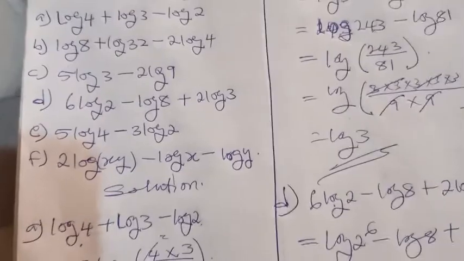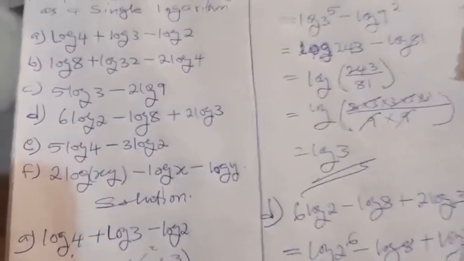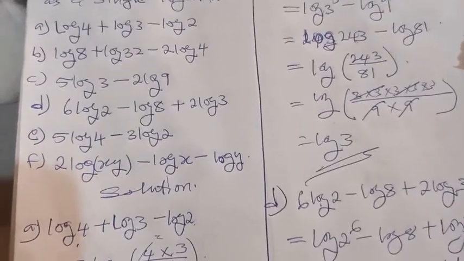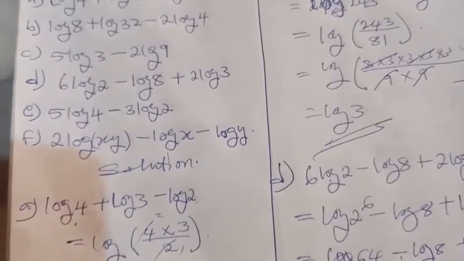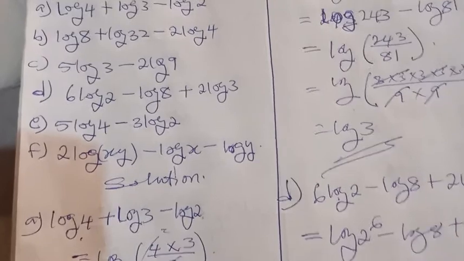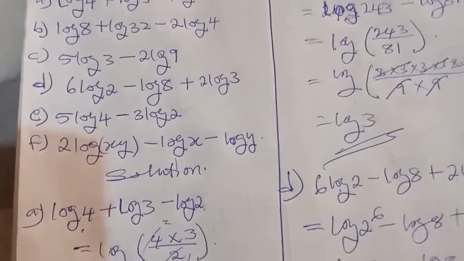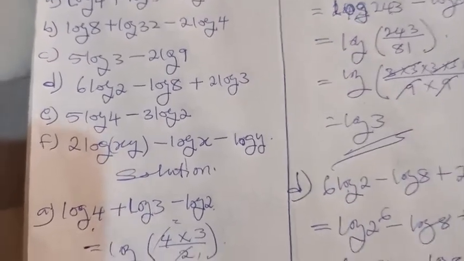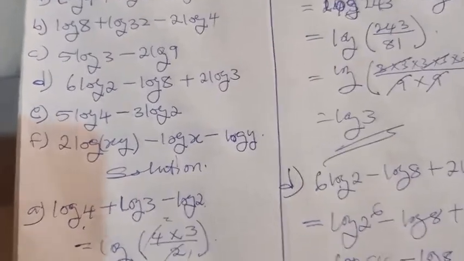The next question is E. In E, what do we have for E? We have 5 log 4. I should leave this as a classwork. Okay, let me just do F.